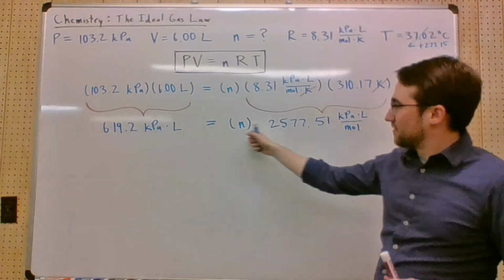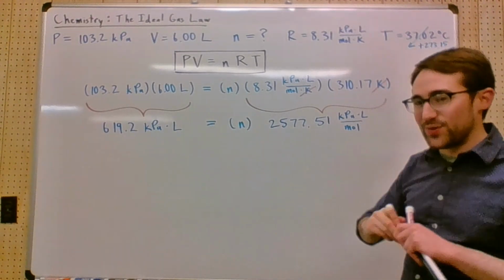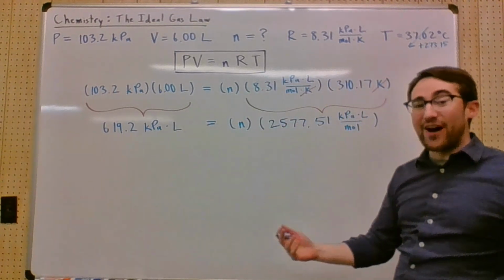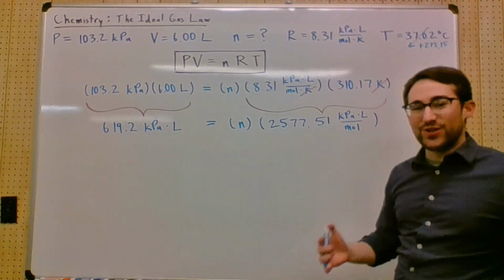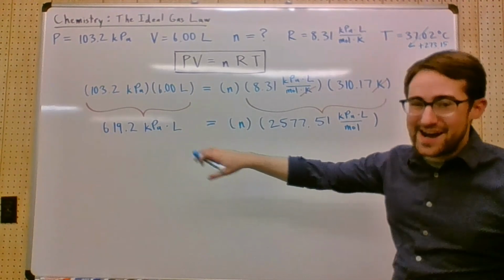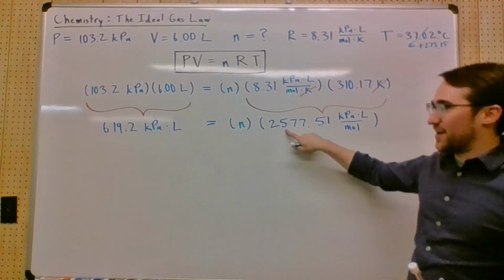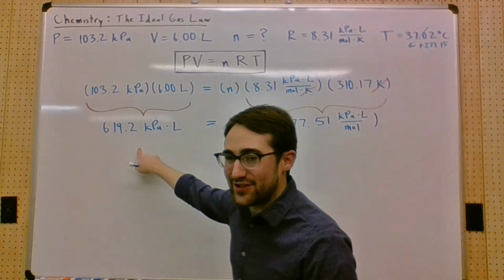So, to get N alone, I've got to get rid of this. Right now, these are being multiplied. So I need to divide them to cancel them out. If you like a way to quicken up your math, if you don't like having to divide on both sides or multiply on both sides, to undo something that's being multiplied, think of it as dividing it over to the other side.